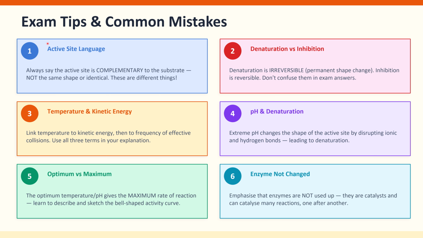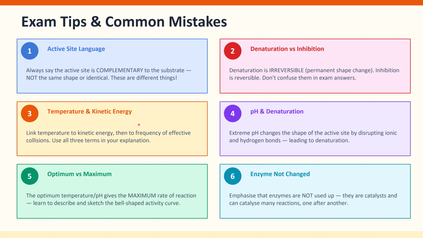At last, let's discuss the exam tips and common mistakes, and try to avoid them. First is active site language. Always say the active site is complementary to the substrate, not the same shape or identical. These are different things. Second is denaturation versus inhibition. Denaturation is an irreversible, permanent shape change. Inhibition is reversible. Don't confuse them in exam answers.